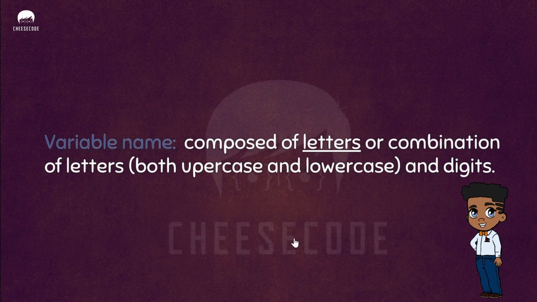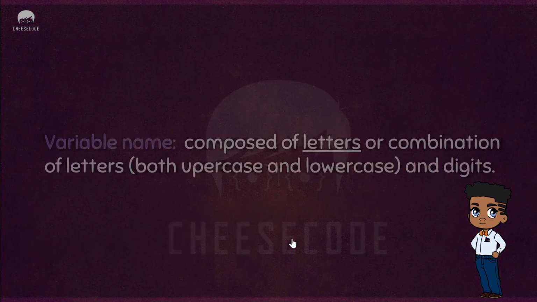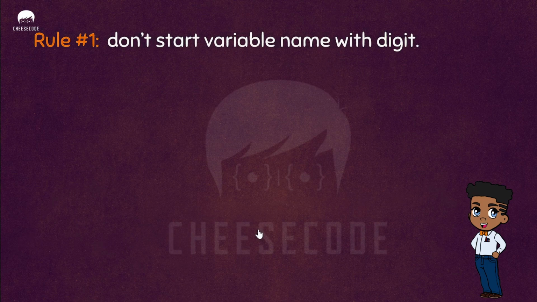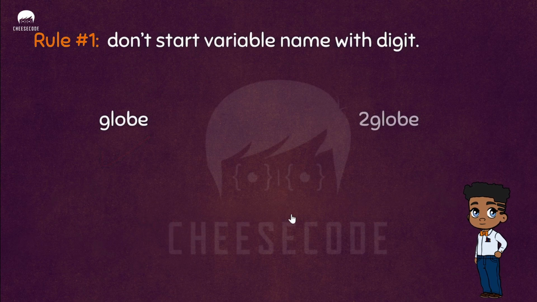Rules for naming variables are as follows. You cannot start your variable name with a digit. For example, globe is a valid variable name. On the other hand, toGlobe is invalid.